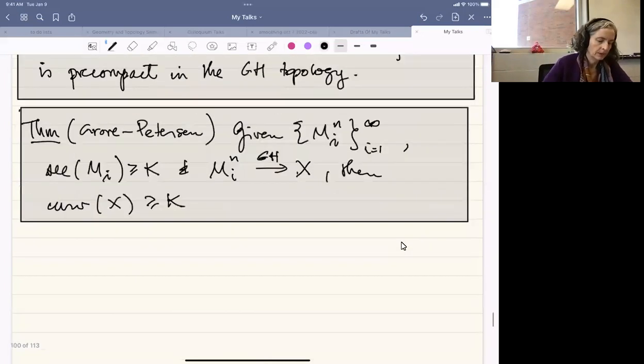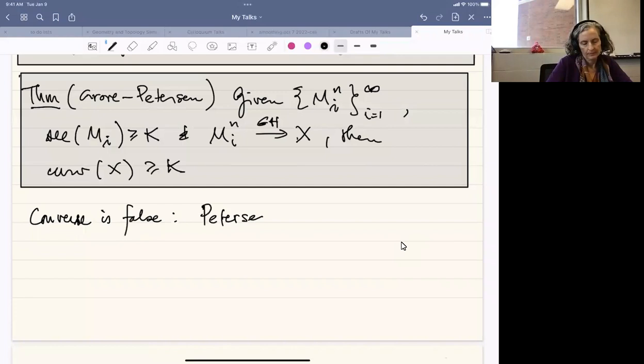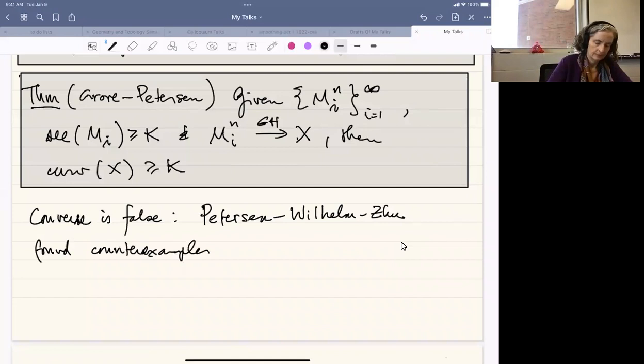Okay, so the converse of this second result is false by work of Peterson, Wilhelm, and Zhu. So they found counterexamples of Alexandrov spaces. So they found Alexandrov spaces with curvature bounded below by kappa that are not obtained as non-collapsed Gromov-Hausdorff limits of manifolds with sectional curvature bounded below by kappa.